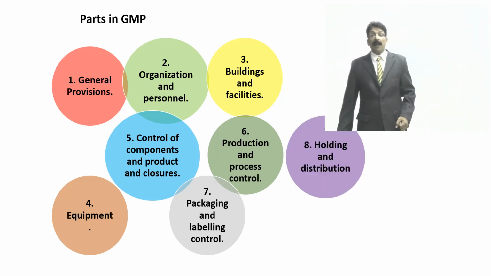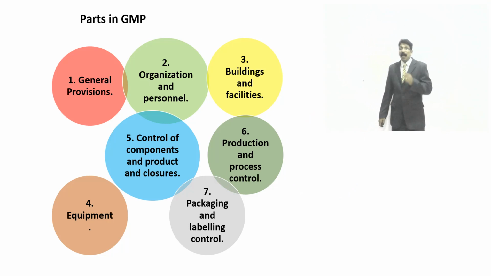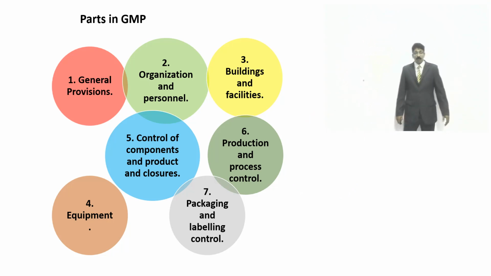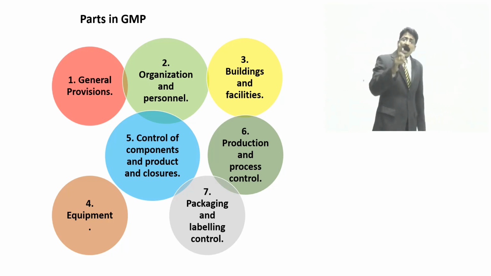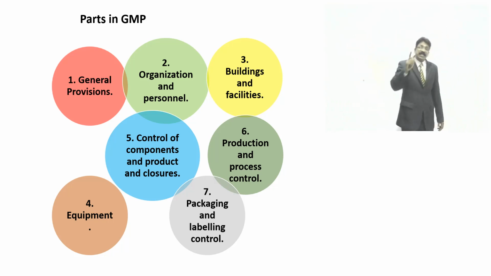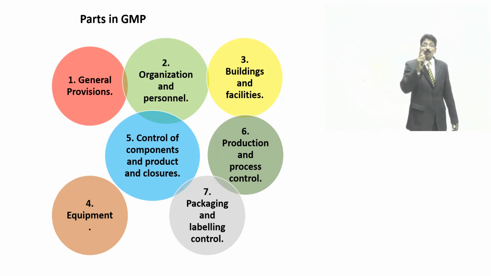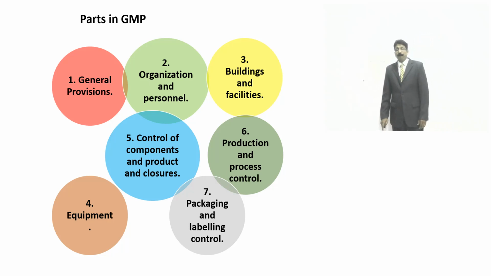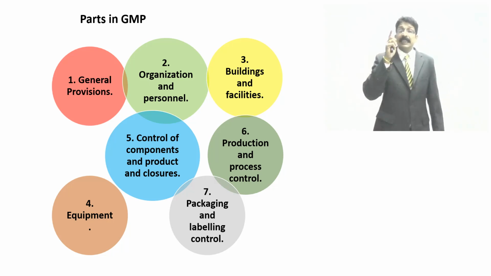Labeling, seventh one. Seventh one is packing and labeling control. Label is also very important. You might have studied in the last class, we discussed that the label also has to get approval from the FDA for any new drug which you want to manufacture and market. Even the label has to be approved by the FDA. So packing and labeling control is also a main component of good manufacturing practice.